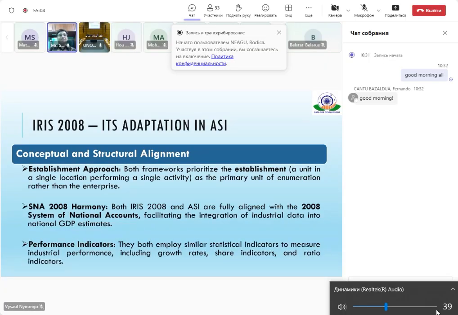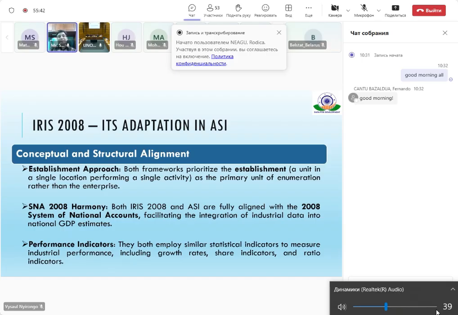Now, the first part is conceptual and structural alignment. In India, ASI is following the establishment approach. Both frameworks prioritize the establishment as the primary unit of enumeration rather than the enterprise. In India, we are following the establishment approach in sync with IRIS 2008. Both IRIS 2008 and ASI are fully aligned with SNA 2008, facilitating the integration of the industrial data into the national GDP estimates.